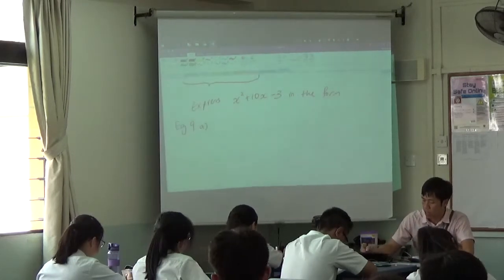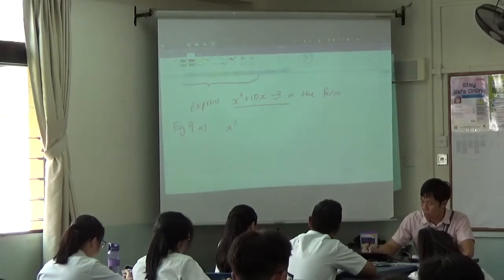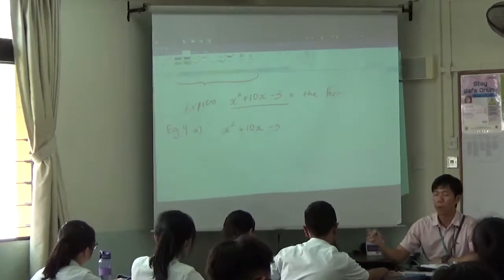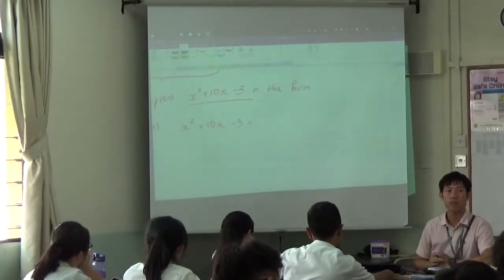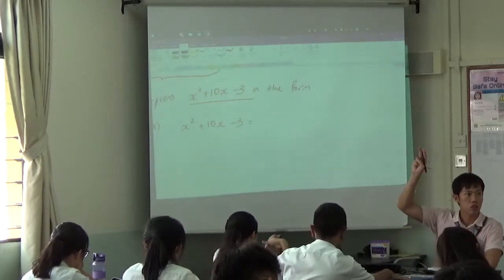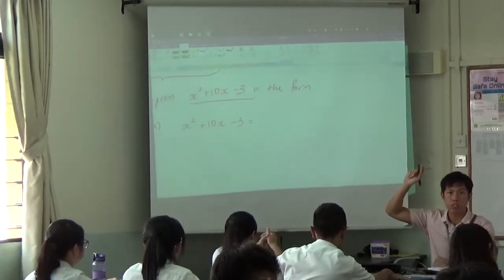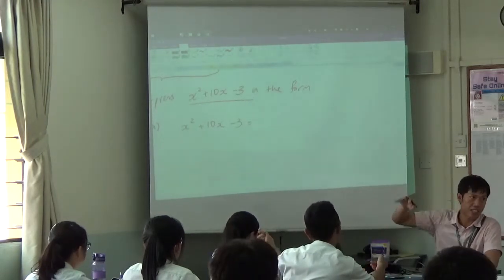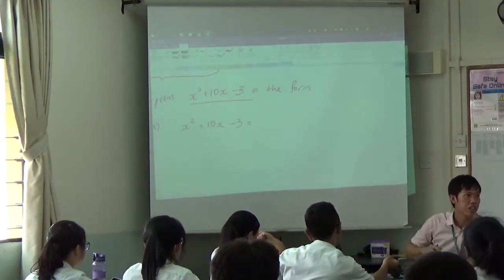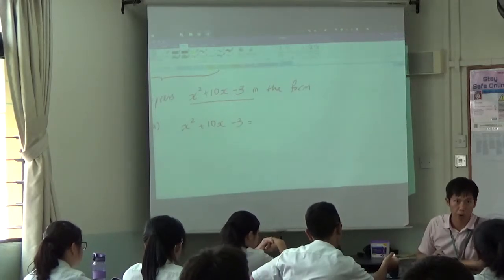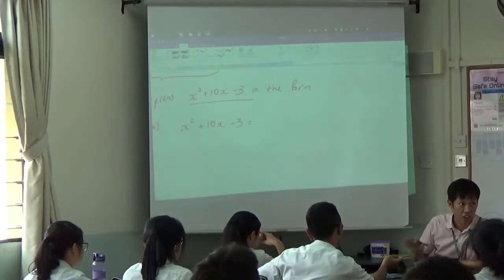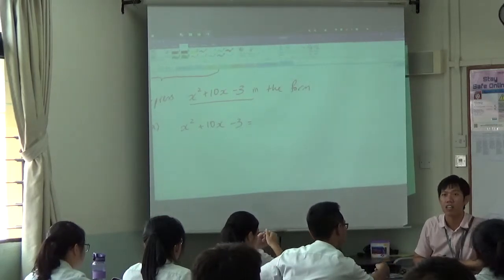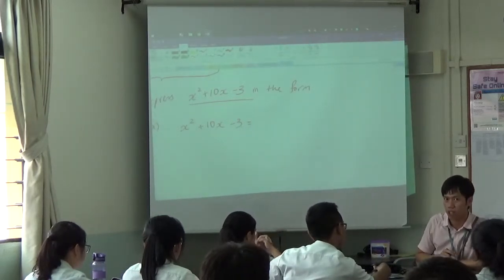First, we write down the expression x squared plus 10x minus 3. Okay? The process of completing the square. First, check that the coefficient of x squared is 1. Is the coefficient of x squared 1? I tell you a secret. For E-maths, all your coefficient of x squared will be 1. For E-maths, completing a square. For A-maths, may not be 1. Do you know how to make it equal to 1?